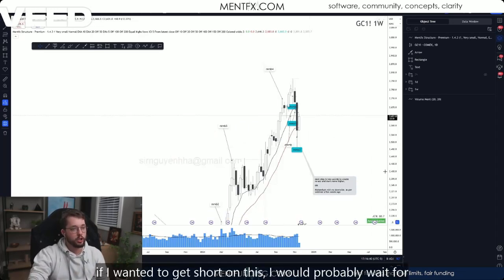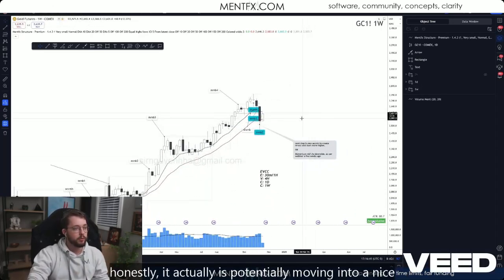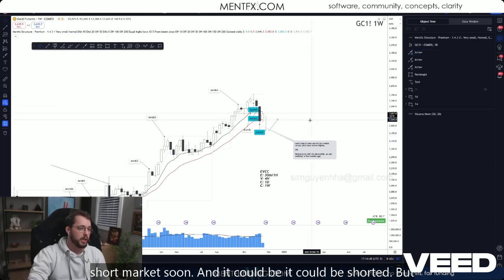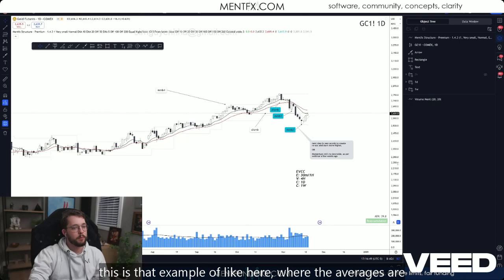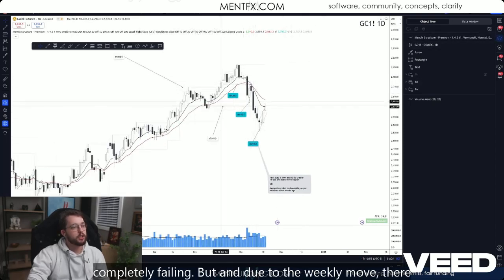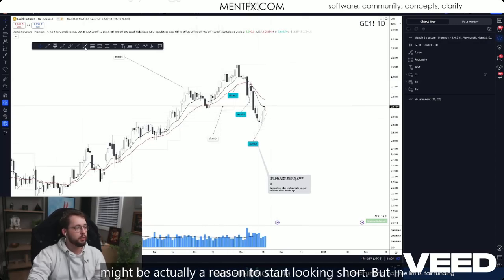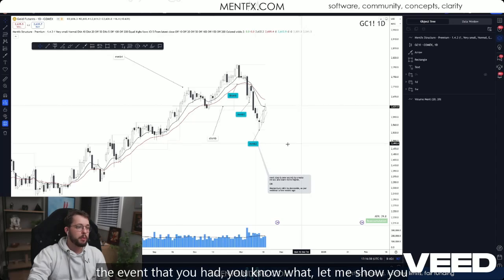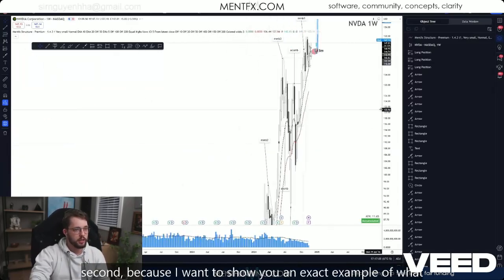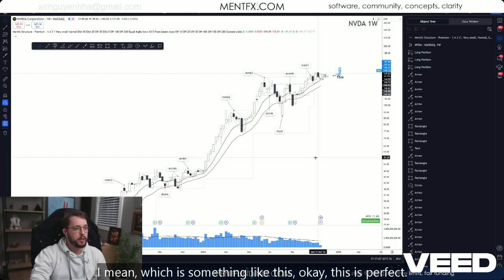So like if I wanted to get short on this, I would probably wait for, honestly, it actually is potentially moving into a nice short market soon. And it could be shorted. But this is that example of like here where the averages are completely failing. And due to the weekly move, there might be actually a reason to start looking short. But in the event that you had, you know what, let me show you another example. So, we'll ignore that just for a second because I want to show you an exact example of what I mean, which is something like this.